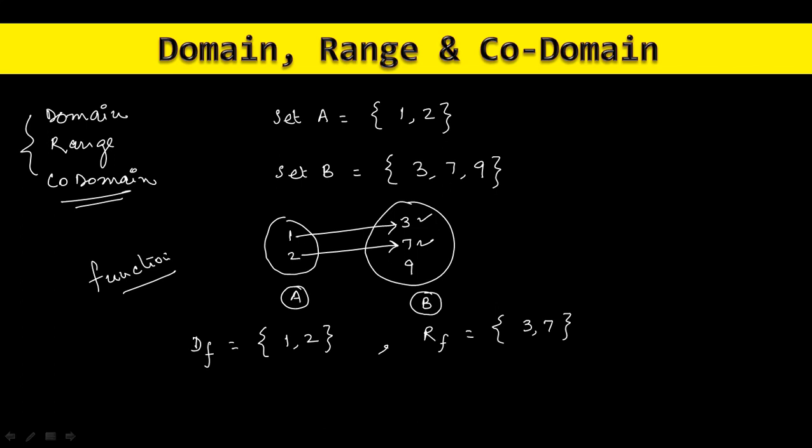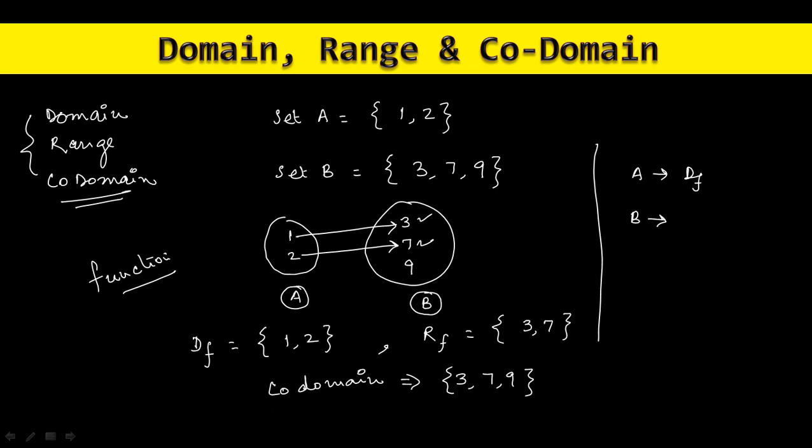And what about set B? If I am talking about all the elements of set B, this one is known as codomain. Codomain is equal to 3, 7 and 9, means all the elements of set B. If I am briefing again, set A is known as domain of the function. Set B is known as codomain of the function.